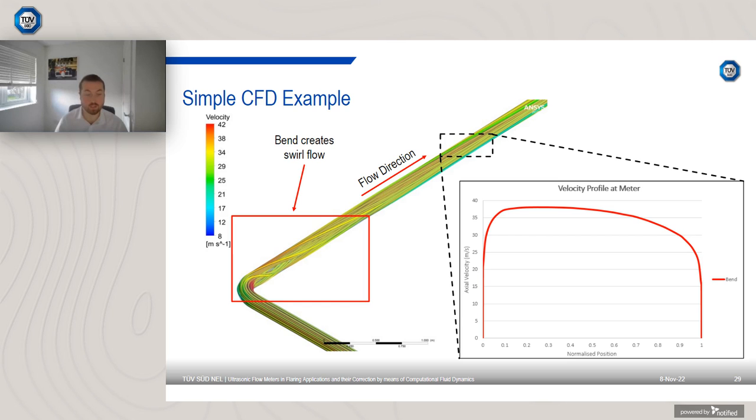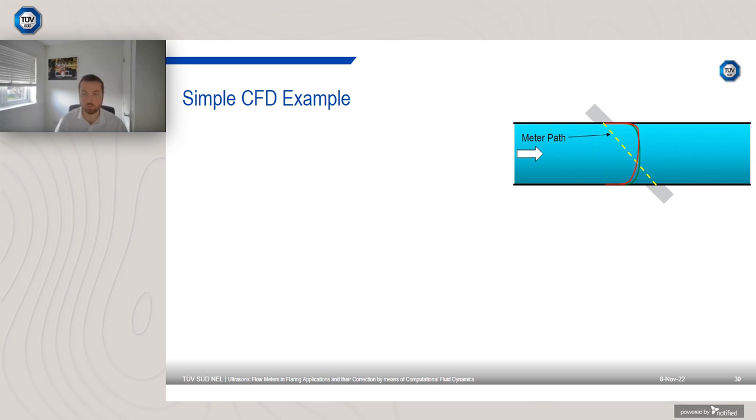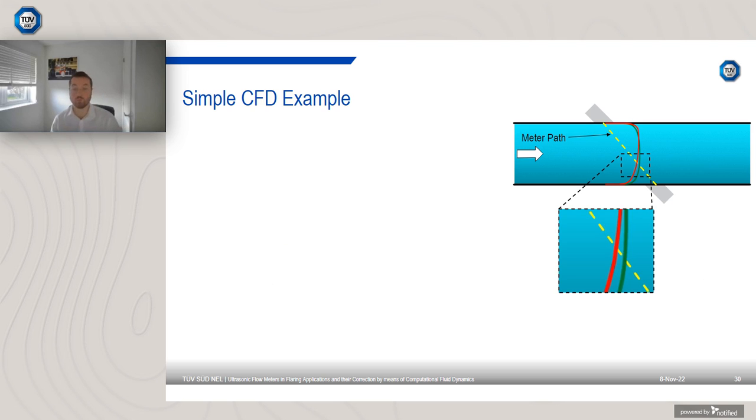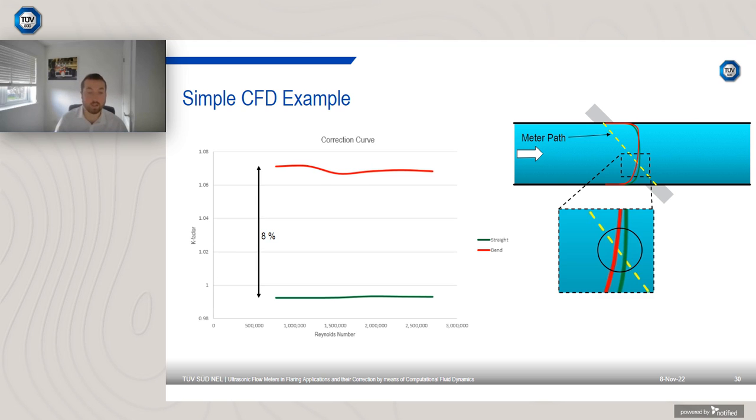So we take both of these flow profiles and put them on a simple 2D plot of a flow meter, for example like this one. We can draw the meter path like that, and we can zoom in on where the meter is reading the flow profiles, and we can see that there's a slight difference. This slight difference actually corresponds to an 8% difference in K factor. And this is purely because of the lower velocity for the case with the bend, resulting in an underreading for the case with the bend.